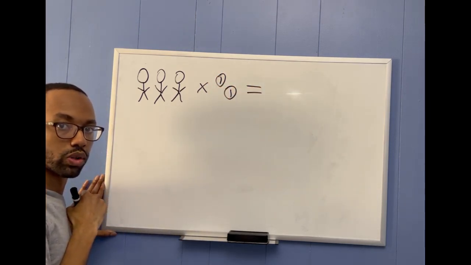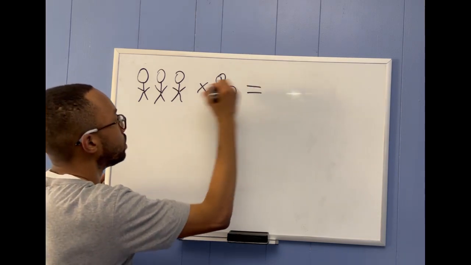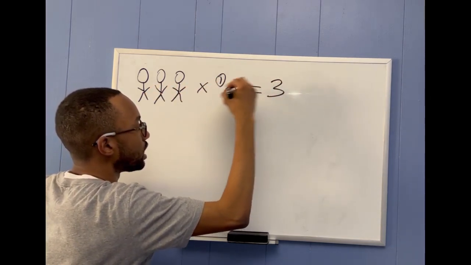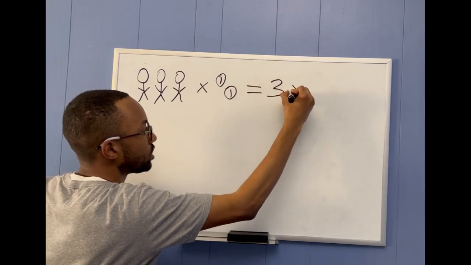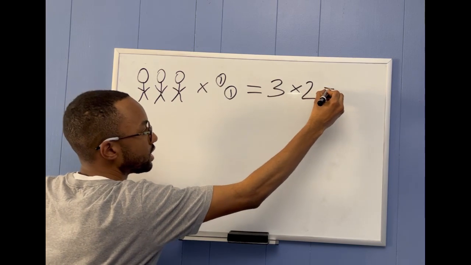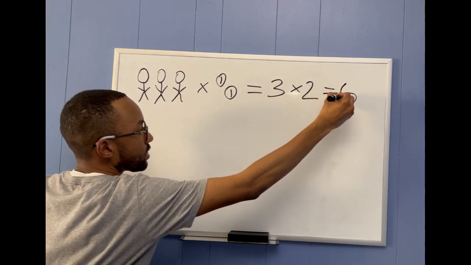How many marbles do you give them? Well, you have 3 friends, so that is 3, times 2 marbles, so that is 2. 3 times 2 is 6.